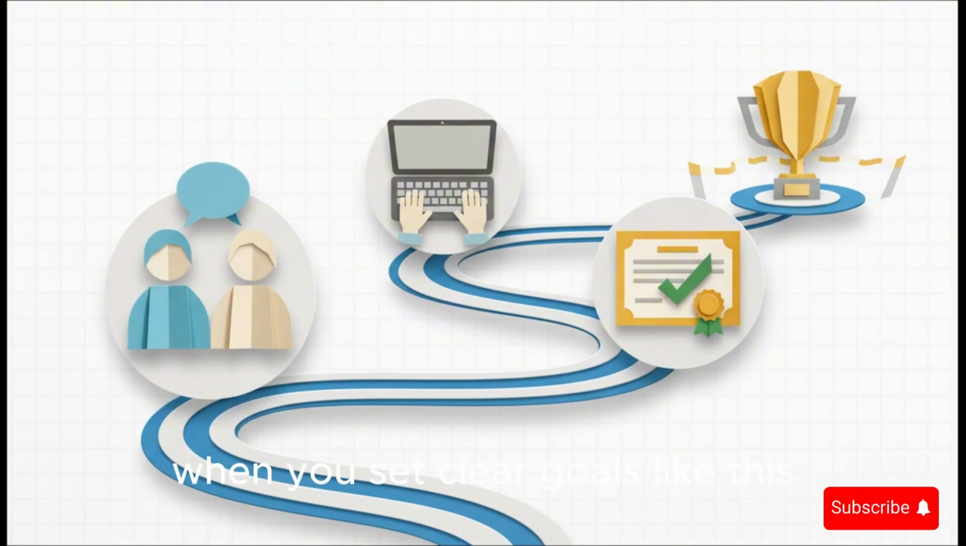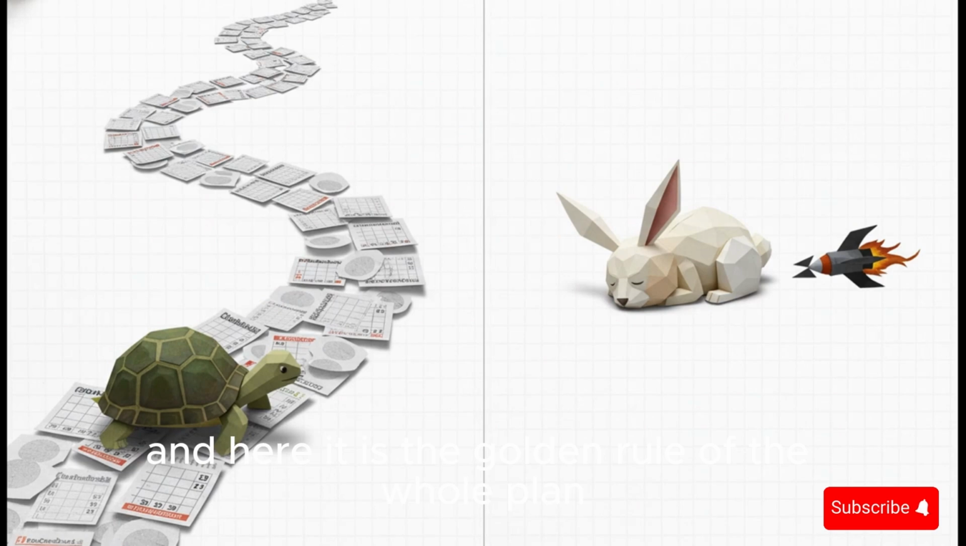When you set clear goals like this, you know exactly where to focus your energy. For example, if typing is your goal, you don't need to waste a ton of time learning to write every single character by hand. And here it is, the golden rule of the whole plan. Consistency over everything. Seriously, a little bit every single day is so much better than trying to cram in a huge single session once a week.